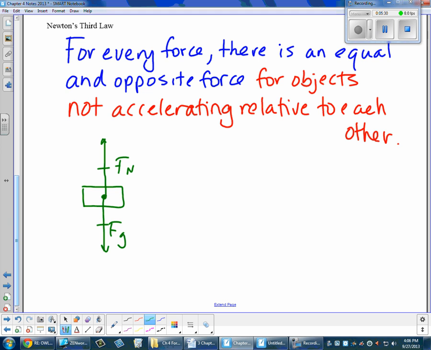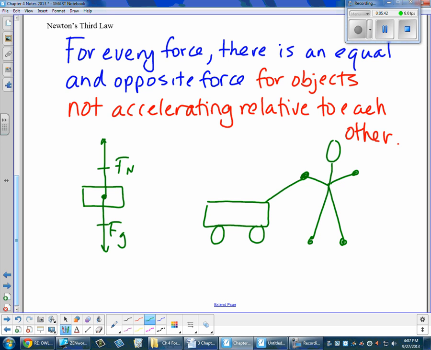But let's suppose for a minute that we have a person pulling a wagon. And let's say that the person is accelerating. Maybe they are at a stop and then they decide to jog with the wagon. Now, the wagon and the person are not accelerating relative to each other. They are accelerating relative to the ground.